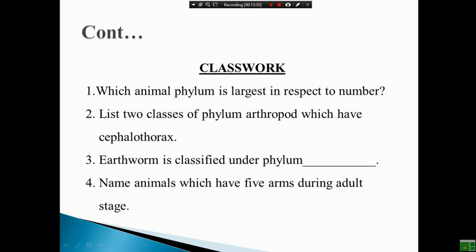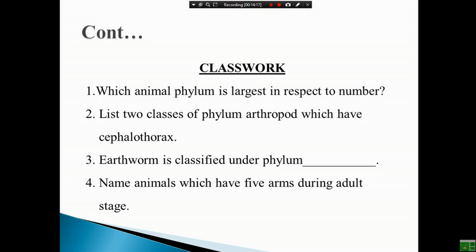Let's read the questions. Question number 1: which animal phylum is the largest in respect to number? Question number 2: list 2 classes of phylum Arthropoda which have cephalothorax. Question number 3: earthworm is classified under phylum blank. Question number 4: name animals which have 5 arms during adult stage. This is, I think, a critical question. So let's discuss one by one, or let's answer.